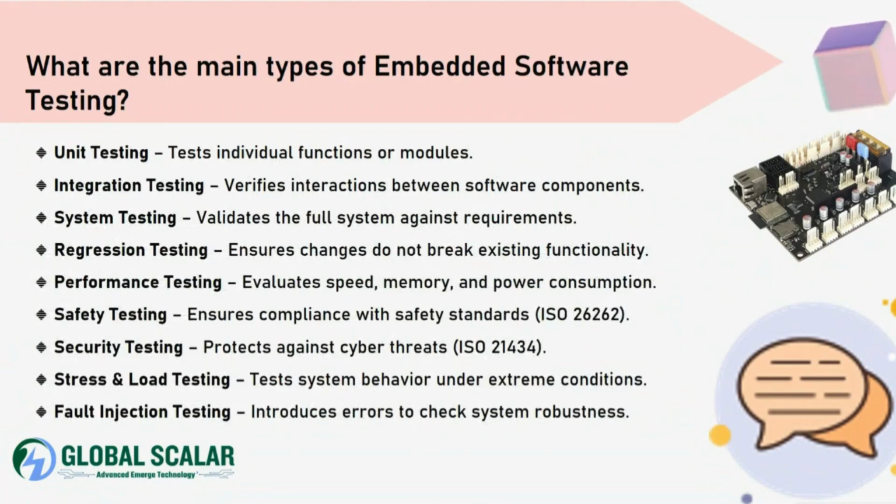What are the main types of embedded software testing? Unit testing tests the individual functions and modules. Integration testing verifies the interaction between the software components. System testing validates the full system against the requirements. Regression testing ensures the changes don't break the existing functionality. Performance testing is specific to speed, memory, and power consumption. Safety testing ensures that compliance and safety standards are followed. And security testing protects against cyber threats. Stress and load testing test the system behavior under extreme conditions. Fault injection testing introduces errors like short to battery and short to ground to check the system response.